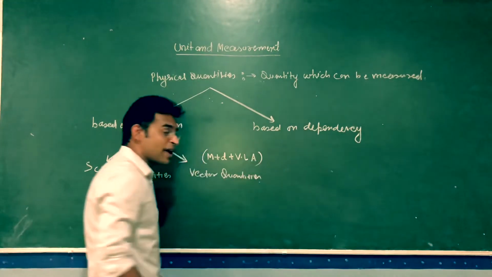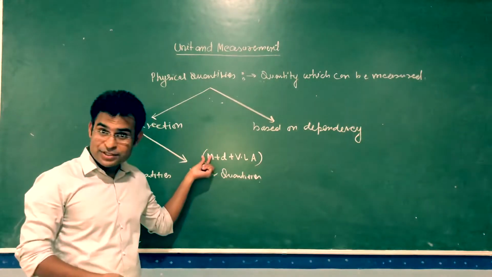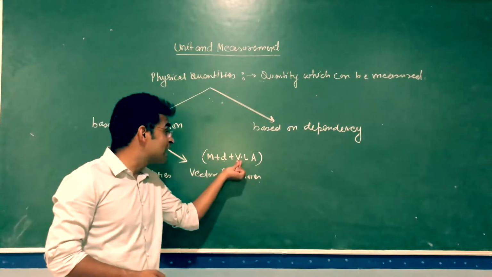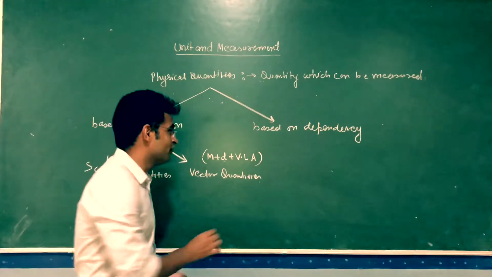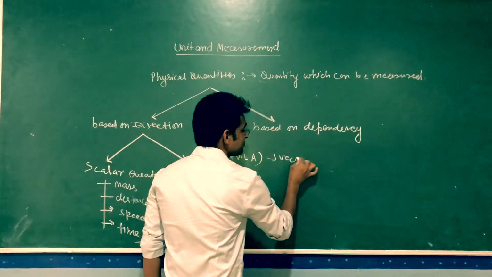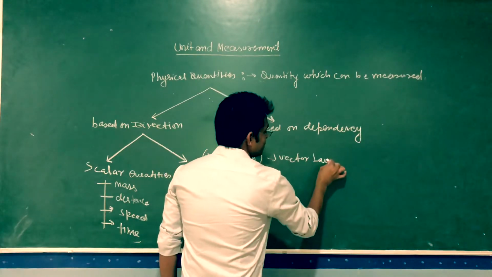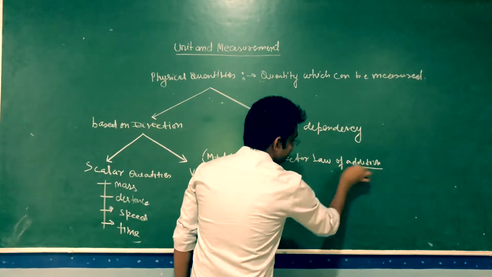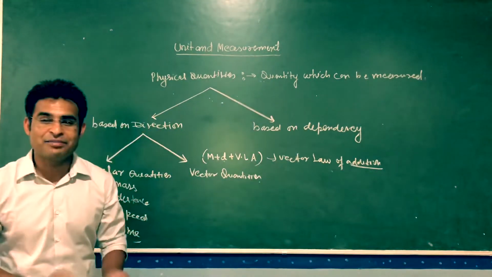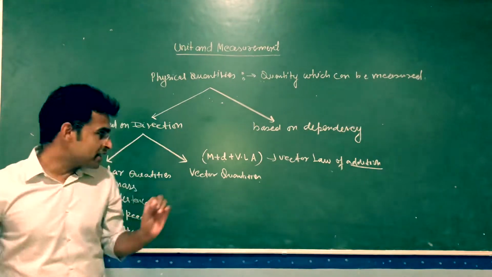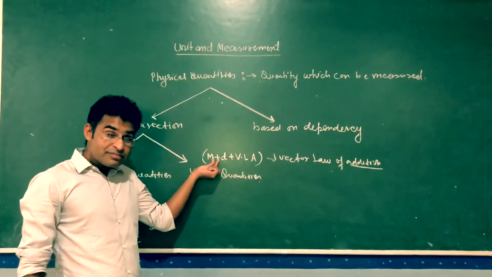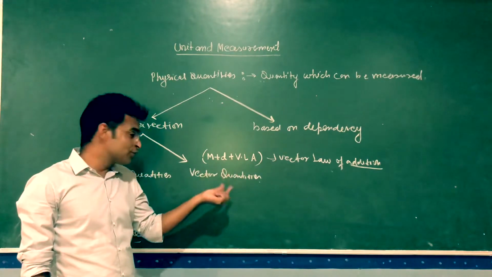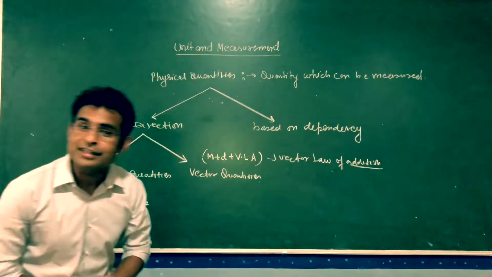So if something is a vector quantity, it should have a magnitude, it must have a direction, and it should follow vector law of addition. Now what is vector law of addition? Later on we will do that. Right now we can assume it's some mathematical law. So if something is a vector, it should follow vector law of addition, have a direction and a magnitude.